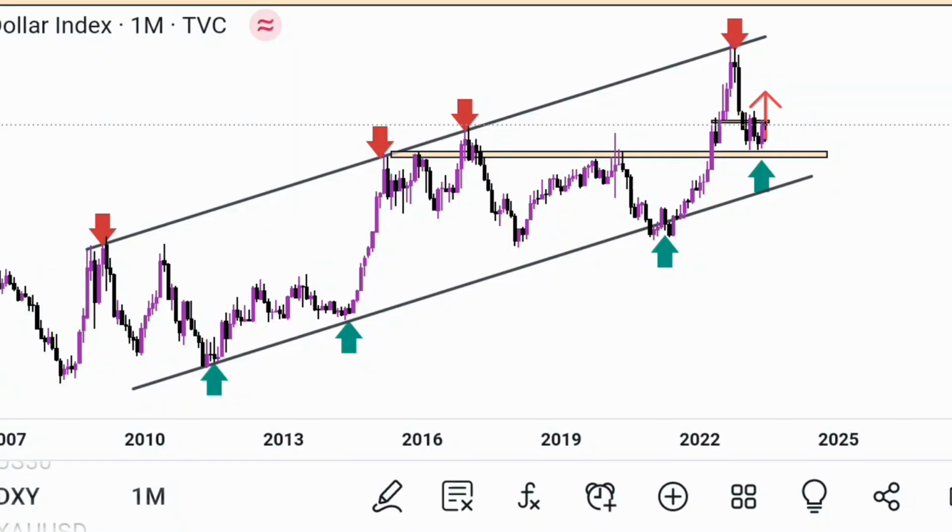Today, I want to teach you guys how to trade with the trend. Now, as you can see in front of me, I've already drawn everything for you guys, and this is the dollar index on a monthly time frame, right?